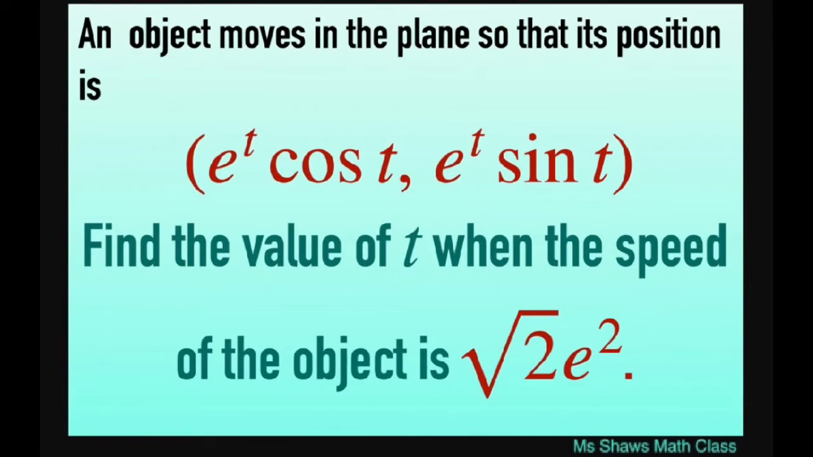Hi everyone. An object moves in the plane so that its position is given by e to the power of t cosine of t, comma, e to the power of t sine of t. We're going to find the value of t when the speed of the object is square root of 2 times e squared. So the first thing we're going to do is let x, y, this is like your ordered pair.